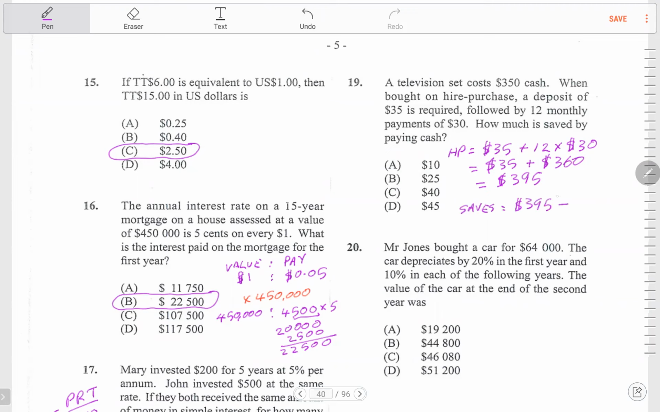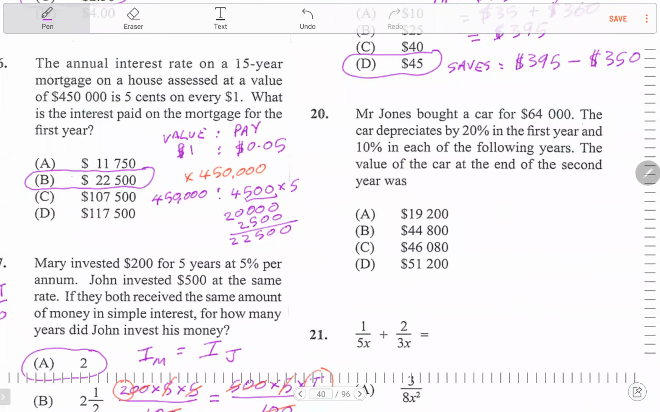All right, John bought a car for $65,000. The car depreciates at 20% in the first year and 10% in each of the following years. All right, the value of the car at the end of the second year is what? Now, you can do this question 2 ways. What we can do is just calculate the depreciation in the first year, subtract it, and then calculate the depreciation in the second year and subtract again.